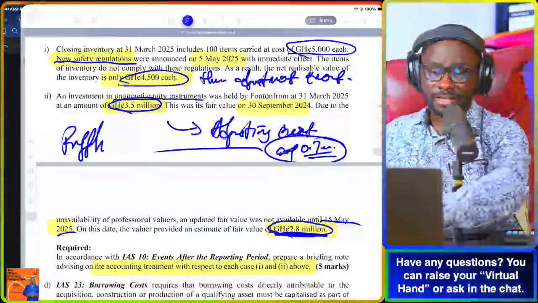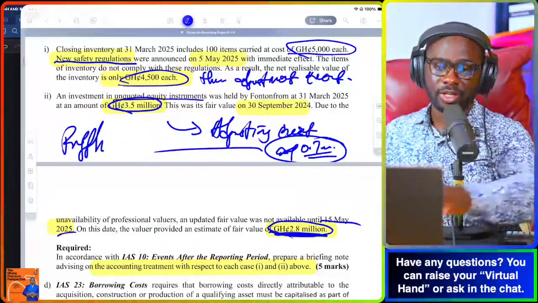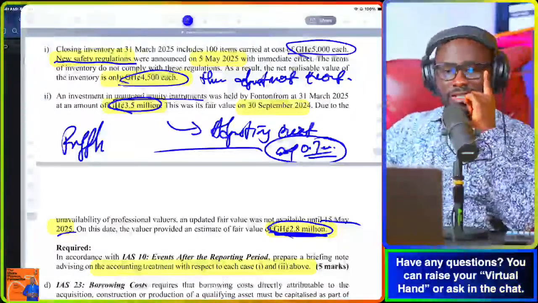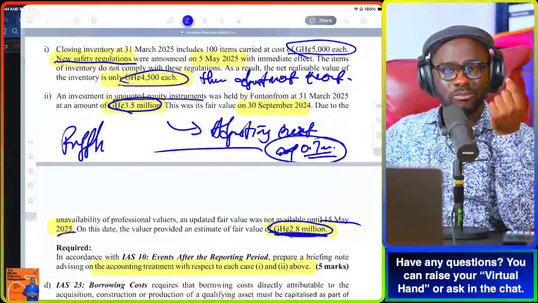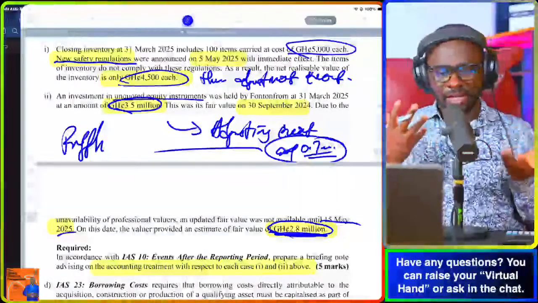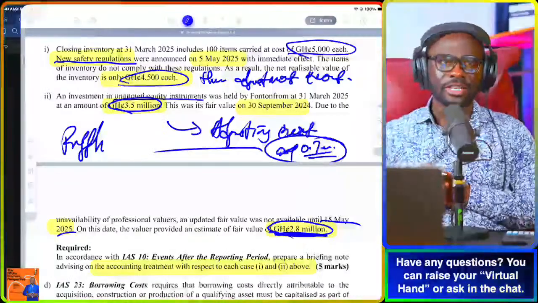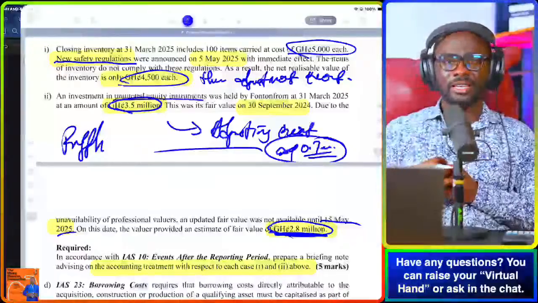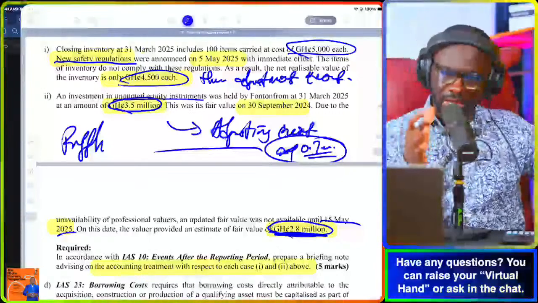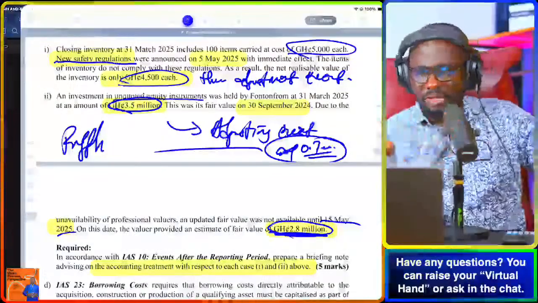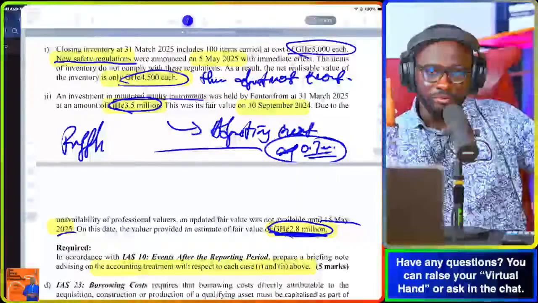IAS 10, events after the reporting period. Very sweet, simple, straight to the point. Any questions? Everybody good? That is the idea here. So you see that everything we are doing, as I say always, is just about how the examiner has set the question, your understanding of the standard, and the application of the principles based on the standard at the end of the day. Because if you can apply the principles based on the standard, you'll be in a comfortable lead at the end of the day and not have to sweat it at all.